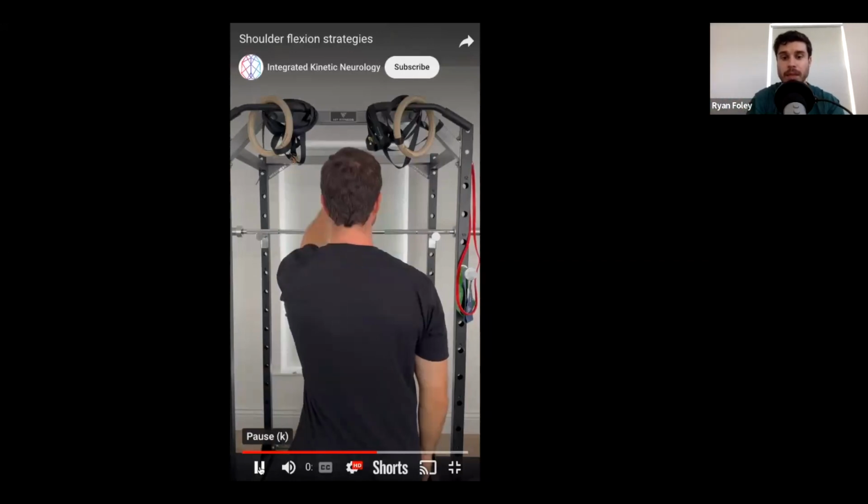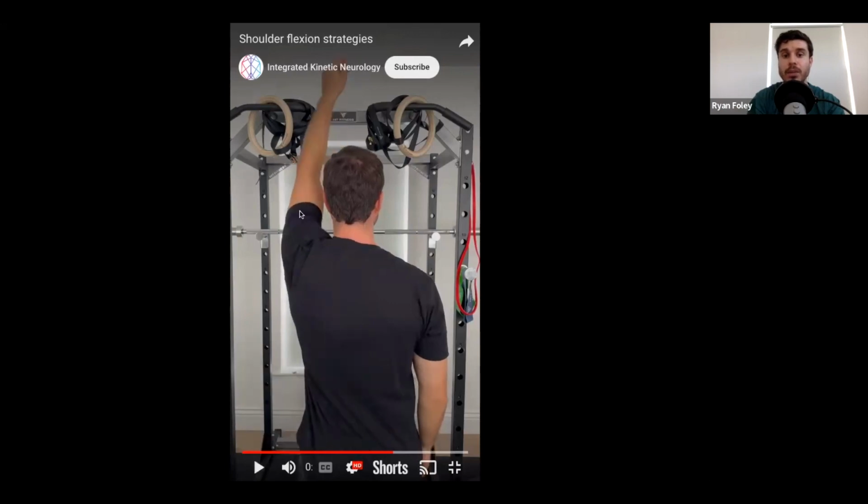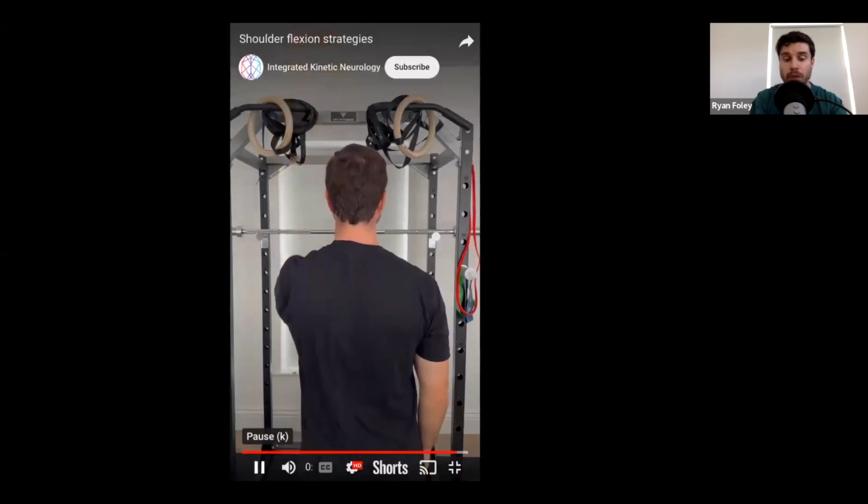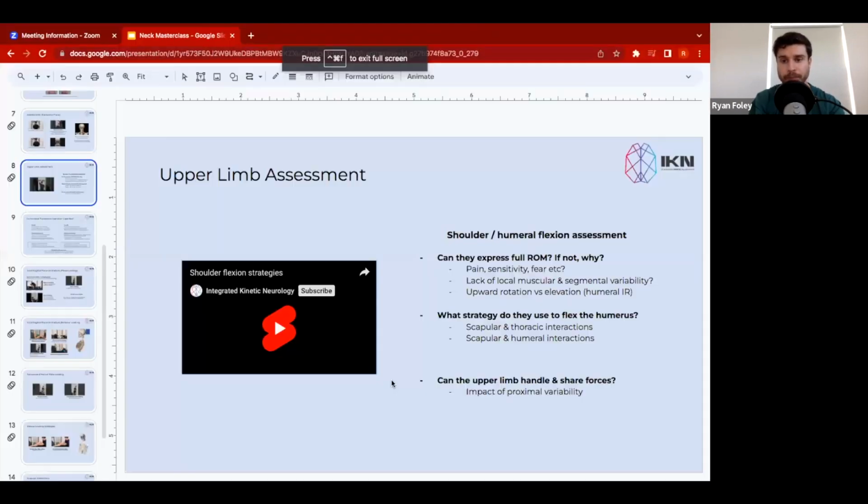And then towards the end range, you'll see that humerus begin to internally rotate. Because if you bring the humerus closer to 160, 170 degrees of flexion and you begin to internally rotate, you'll naturally feel how the scapula begins to externally rotate. So that's why humeral internal rotation is very important to achieve end range humeral flexion, because it couples with an external rotation of the scapula, and that couples with an extension of the thoracic spine. Okay, so very important to consider those features there.